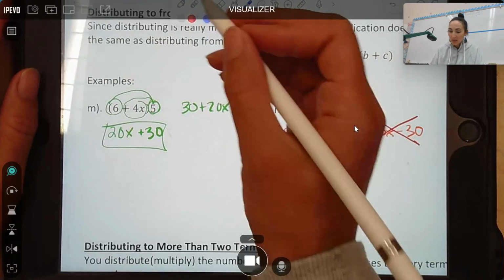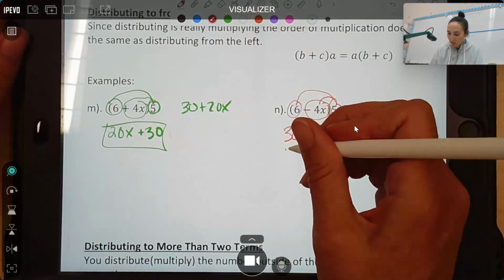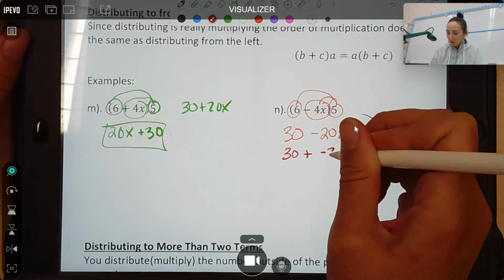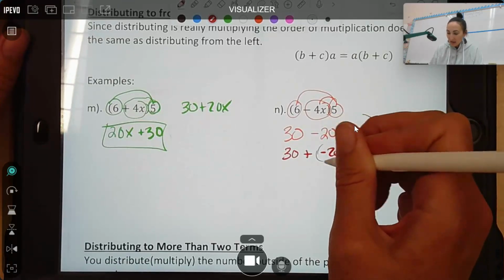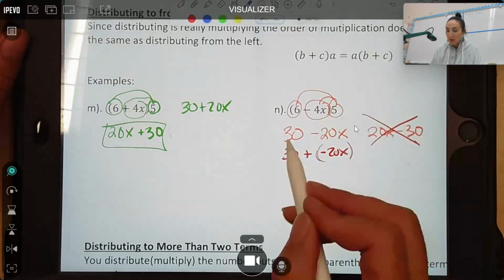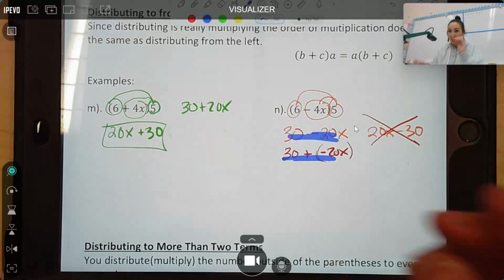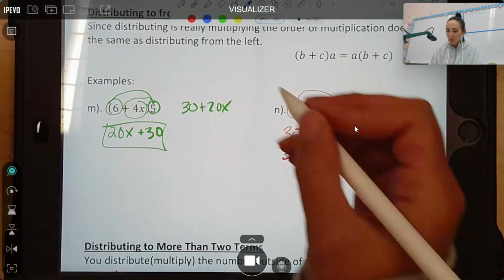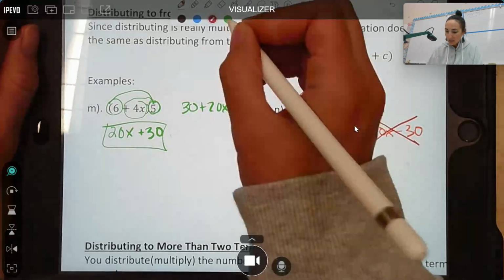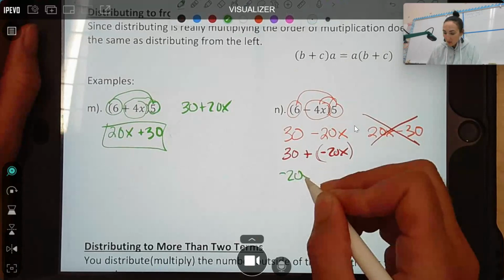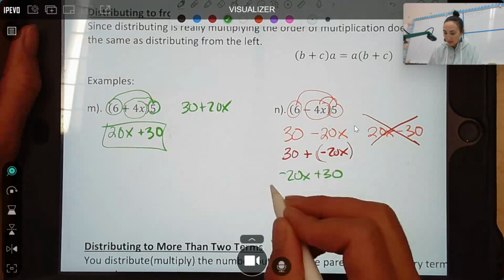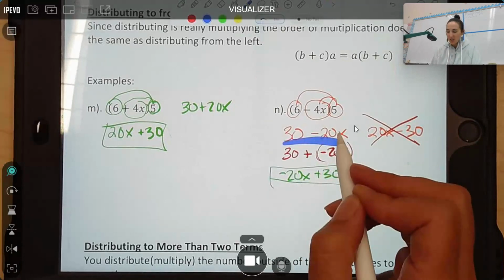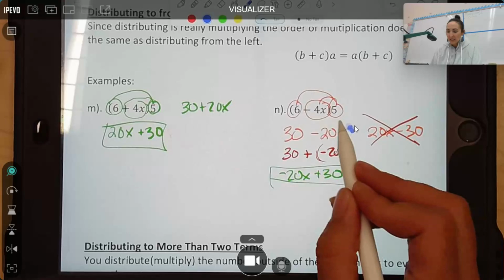If I was to change the subtraction to adding the opposite, it would be 30 plus negative 20x. Okay? And we can't change the order of subtraction, but if I change it to addition, then I can switch it. And so now I can switch the order here, and it turns into negative 20x plus 30. So the shortcut is, if you see the subtraction here and you need to switch places, you take the sign in front of it with it.